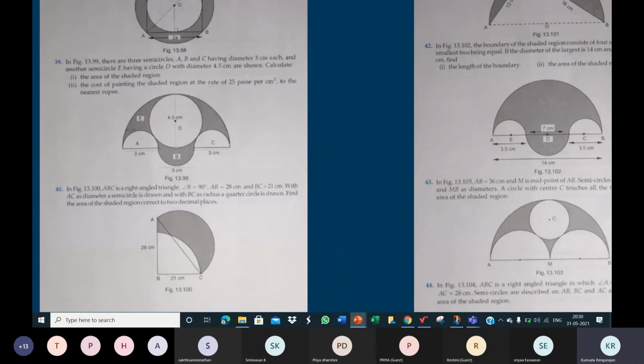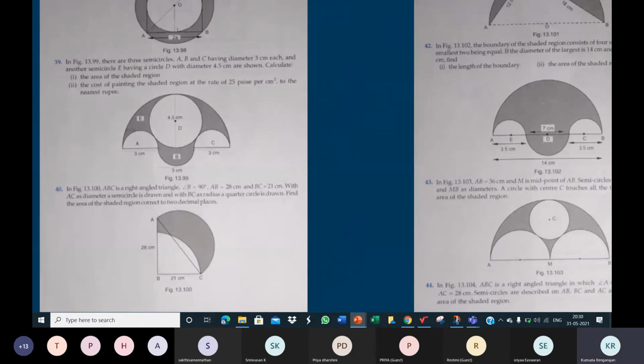So the area of the triangle is 294 centimeters square. For the semicircle, the diameter is AC, so you should find AC using Pythagoras theorem, which is 35. 35 by 2 is the radius of the semicircle, because the hypotenuse AC is the diameter. Radius is AC by 2. So you all said that the area of the semicircle is 481.25.